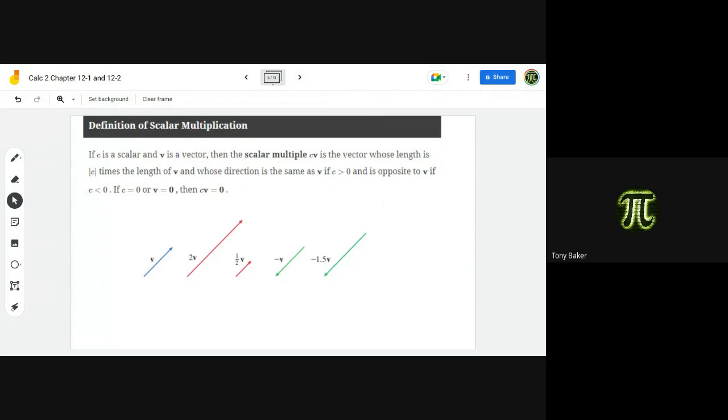So my initial vector was v. If I have 2v, it's twice as long. Half v, it's half as long. The negatives tend to go in the opposite direction. Okay? So it's literally 180 degrees split. And then if I'm multiplying by negative 1.5, it goes in the opposite direction and is 1.5 times as long. If my scalar is 0, my vector is 0. It would cancel it all out.